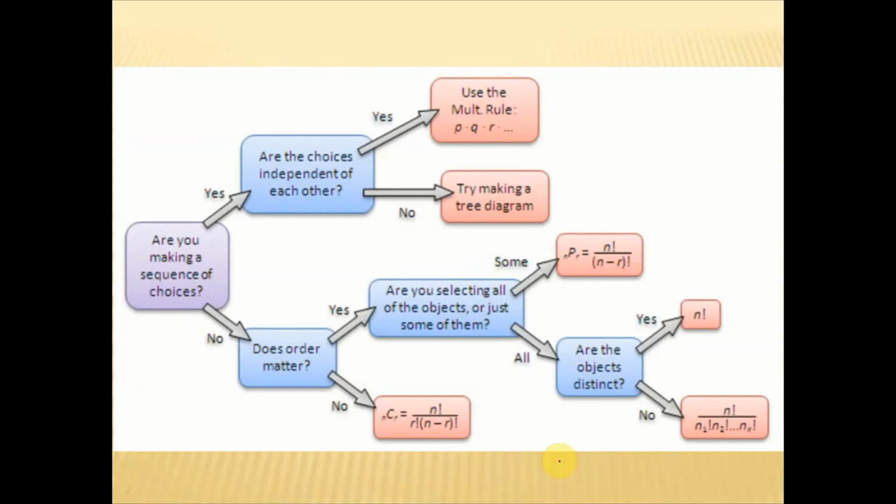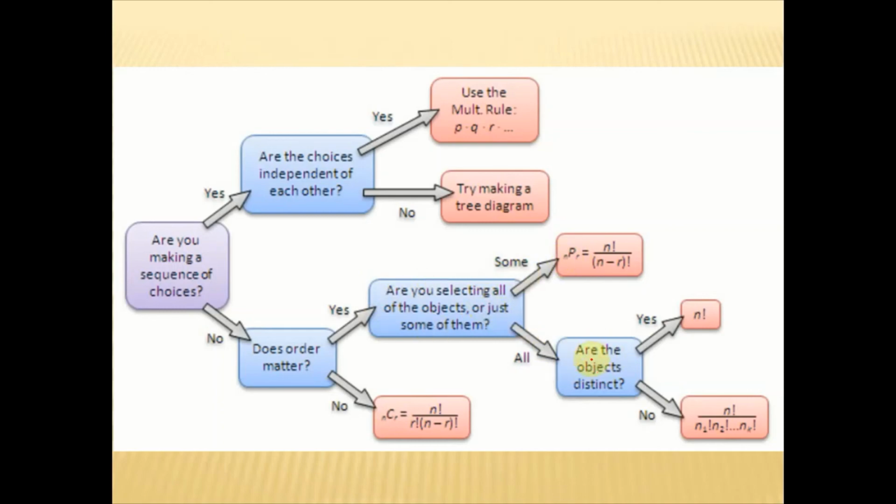Okay, so this is just the summary. Kalau are you making a sequence of choices? Kalau yes, ada choices independent, you akan use the factorial notation. Other choices, kalau they're not independent, we try to make a tree diagram. Are you making a sequence of choices and then does order matter? Kalau it does not matter, macam tadi, dia tak kisah, ni, so kita akan make C. Kalau dia matter, are you selecting some, you akan choose P.